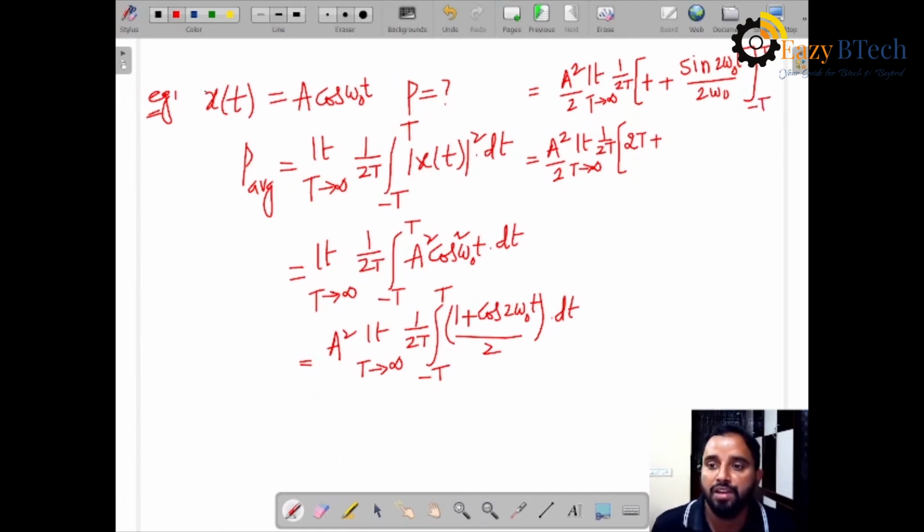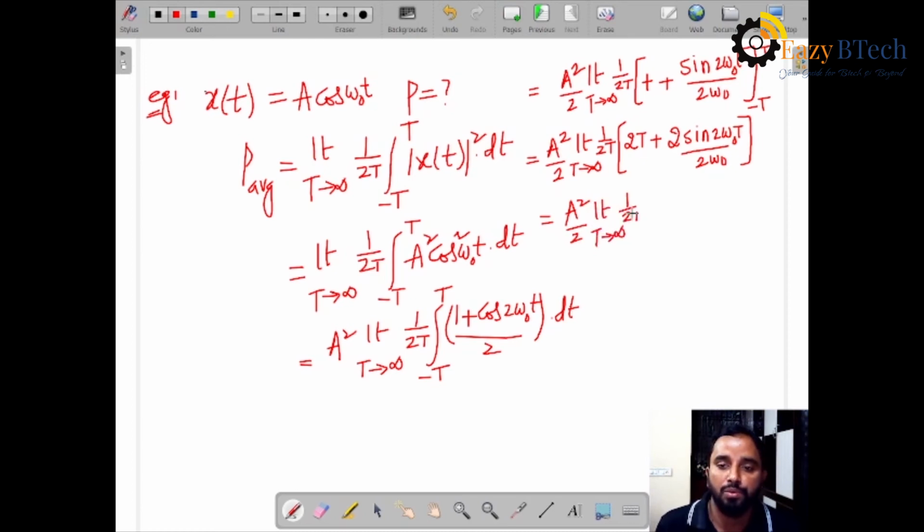So here the lower limit is minus T. Upper limit sine 2 omega naught T minus lower limit sine 2 omega naught minus T, sine minus theta is minus sine theta, that is why 2 sine 2 omega naught T, right? So divided by 2 omega naught. Okay. Now A square by 2, limit T tends to infinity 1 by 2T.